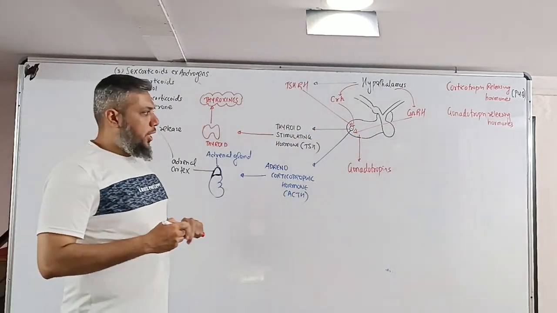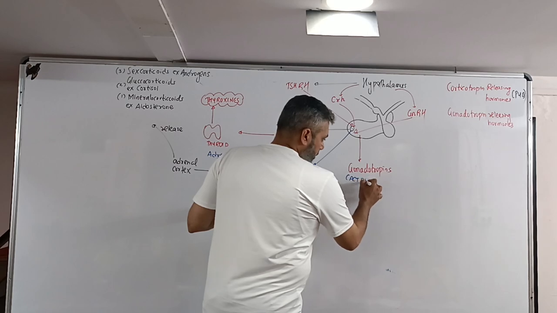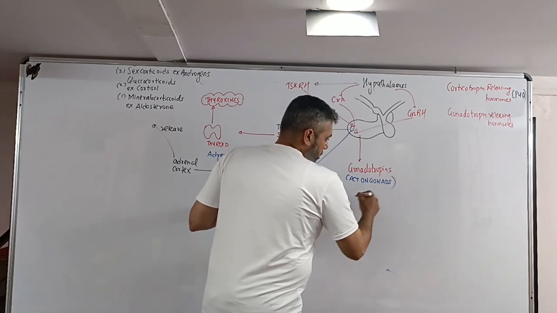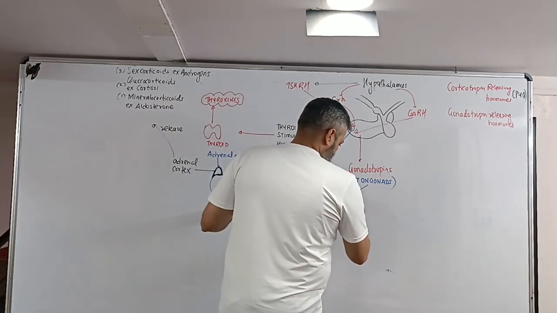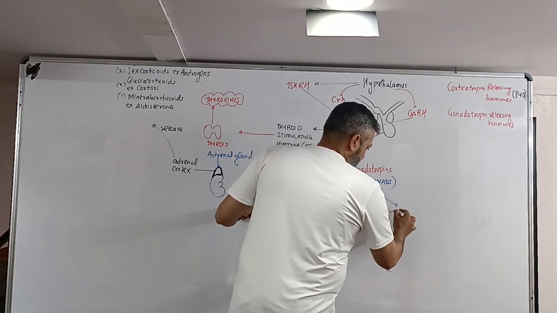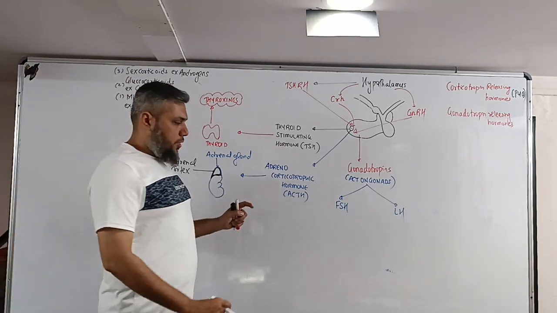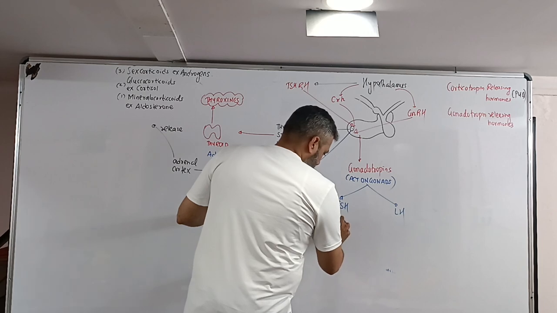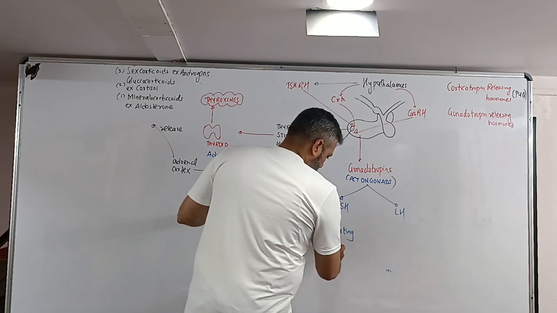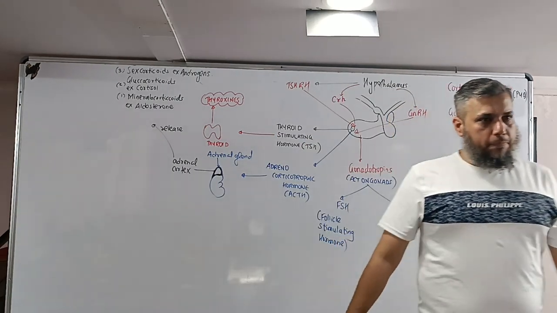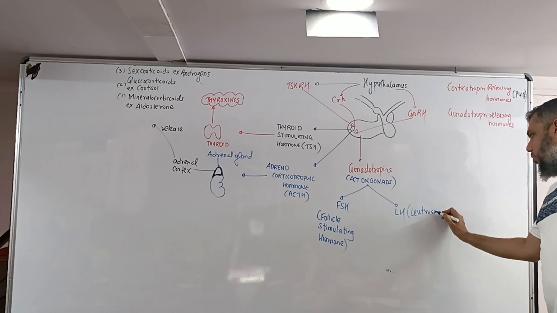Gonadotropins. And these gonadotropins are those hormones which will act on the gonads, and they are FSH and LH. Okay, FSH, the full form is follicle stimulating hormone. And LH is called the luteinizing hormone.